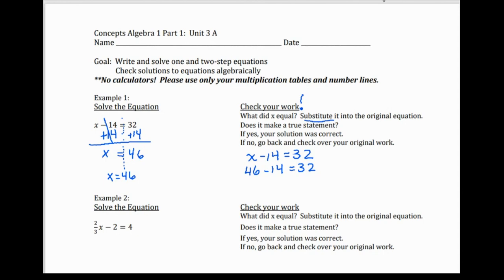Simplify that left-hand side. What is 46 minus 14? And don't just say, yep, it's my answer. Double check, right? 6 minus 4 is 2, and 4 minus 1 is 3. So I get 32, and I bring down the 32. Is this a true statement? Does 32 equal 32? Yes, it does. So I can go back and circle my answer because I know it is correct. If I had gotten 30 equals 32, what does that mean? No good. Either double check your check or go back to your original calculations because you got the wrong answer.